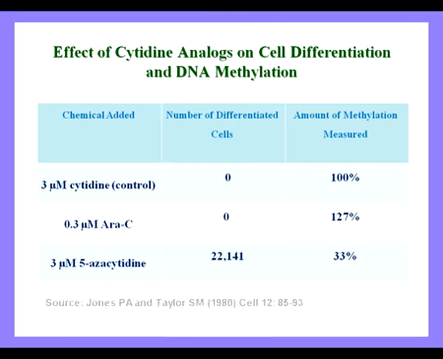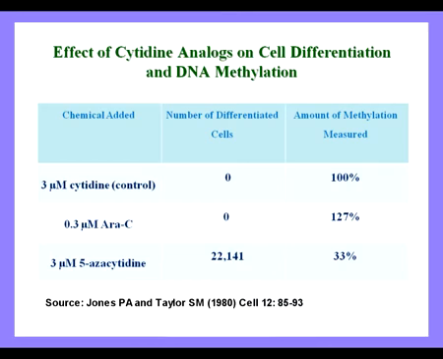It's a small data set that they obtained. They also ran a control to show the effect of cytidine analogues on cell differentiation and DNA methylation. These are three simple columns: chemical added, number of differentiated cells, and amount of methylation. With 3 micromolar cytidine, which was a control, the number of differentiated cells was 0, there was no differentiation, and the amount of methylation was 100%. So what do you infer from this? In this control, no differentiation was seen, whereas 100% methylation was seen. That means methylation has suppressed the differentiation.